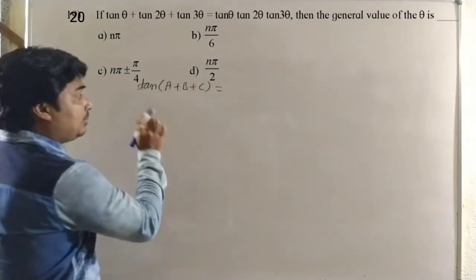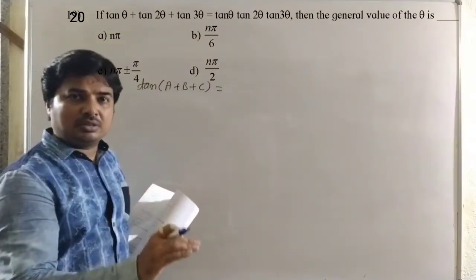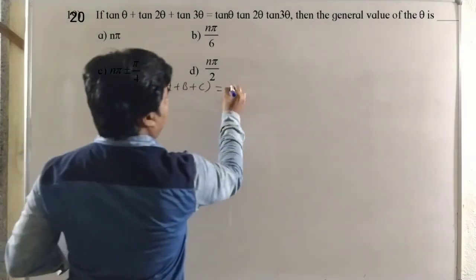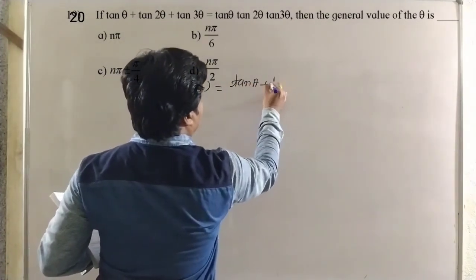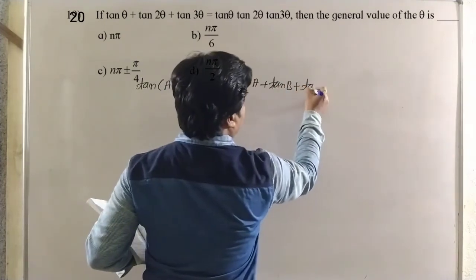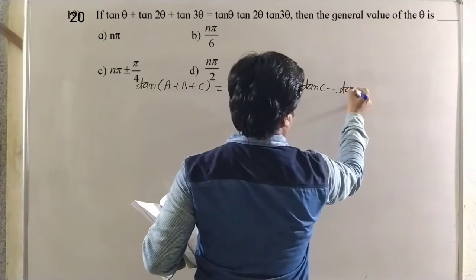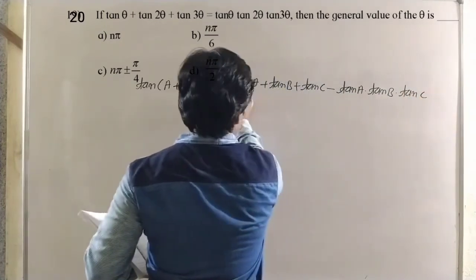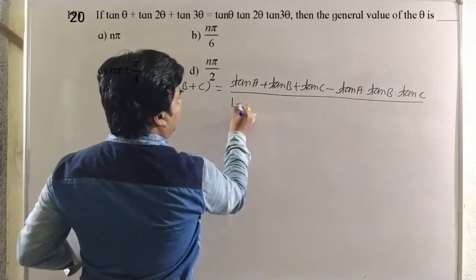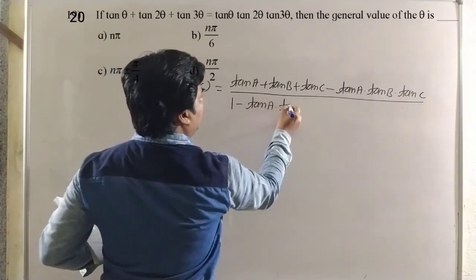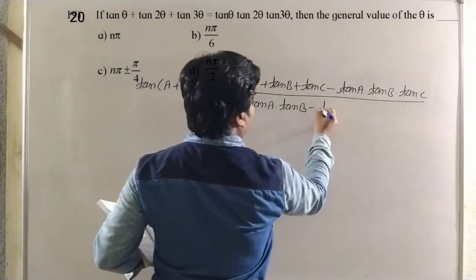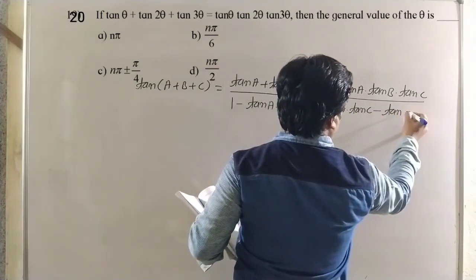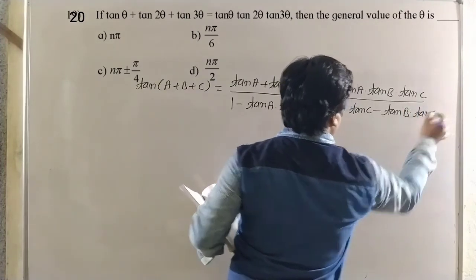See carefully, tan (A plus B plus C). We know tan (A plus B) is tan A plus tan B upon 1 minus tan A into tan B, but here for tan of A plus B plus C, the formula is tan A plus tan B plus tan C minus tan A into tan B into tan C, upon 1 minus tan A into tan B, the pair of the two angles, minus tan A into tan C minus tan B into tan C. Here are the three angles.